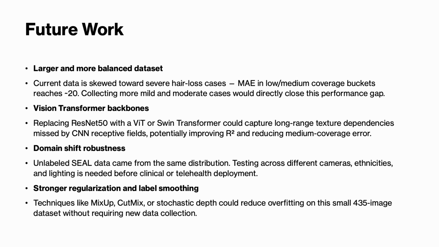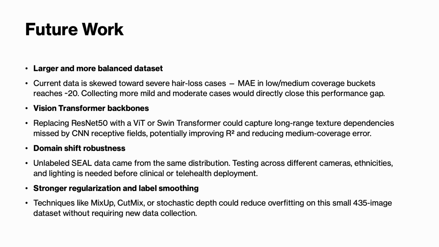There are 4 directions we'd pursue to push this further. First, larger and more balanced data collection, specifically targeting mild and moderate hair loss cases, would directly close the bucket level MAE gap we saw. That's the highest leverage improvement. Second, vision transformer backbones. ViT and Swin transformer architectures capture long-range spatial dependencies that CNN receptive fields miss. For a task that requires reasoning about texture gradients across the whole scalp, that could matter.